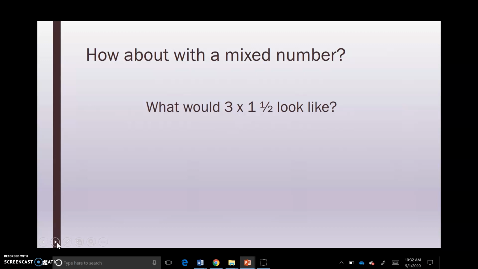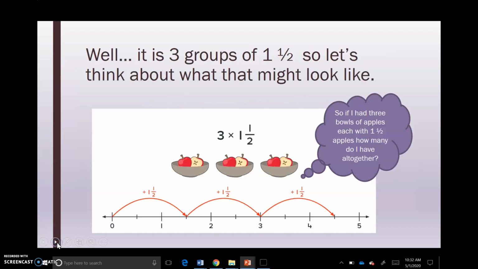I'm going to use an example of apples, because that's something that you could have 1.5 of, right? Make sure it's kind of logical. So let's think about something like this. I had 3 groups of 1.5 apples. You will notice I have 3 bowls, and each bowl has 1 whole apple and a half of another one. So now if I have 3 bowls of apples, and they each have 1.5 in them, how many apples do I have all together?